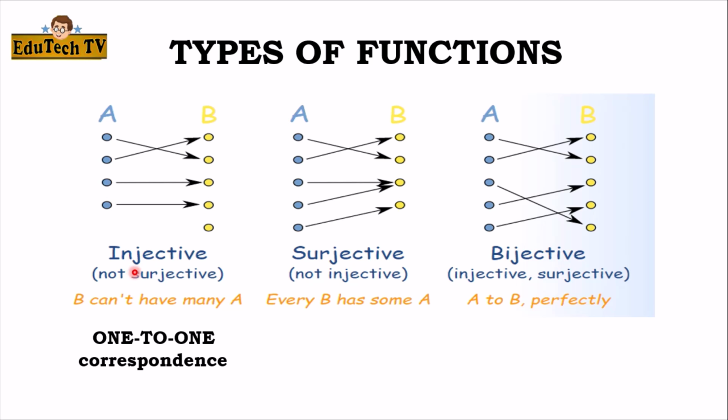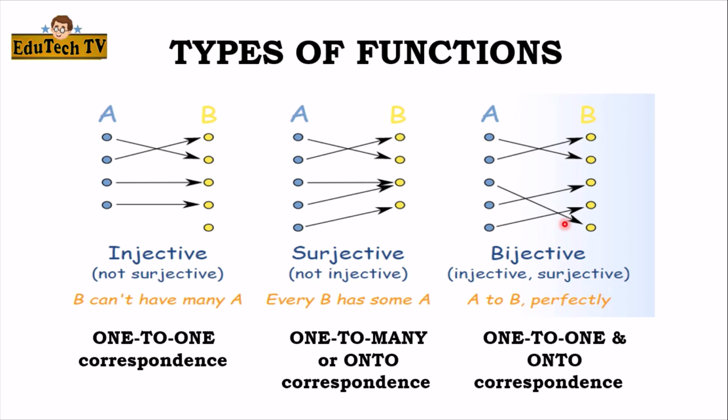And injective is also known as one-to-one correspondence. Surjective is one-to-many or onto. One-to-many kasi ito, halimbawa, tig-isa ito, tig-isa. Ito, pero marami yan. So, meaning one-to-many. Also, in bijective, we have one-to-one and onto correspondence. So, just a combination of two.